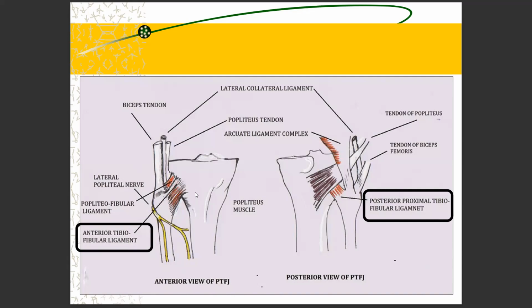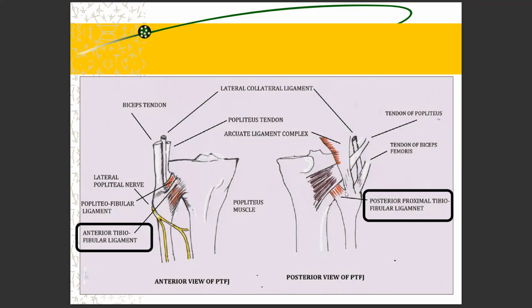So this is the anterior view of the proximal tibiofibular joint. This is the lateral popliteal nerve, which is lying inferior to the proximal tibiofibular ligament. This is the posterior view of the proximal tibiofibular joint. These are the ligaments known as the posterior proximal tibiofibular ligament.